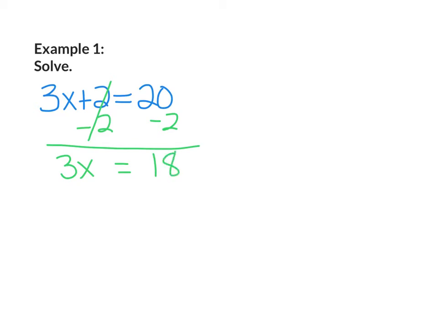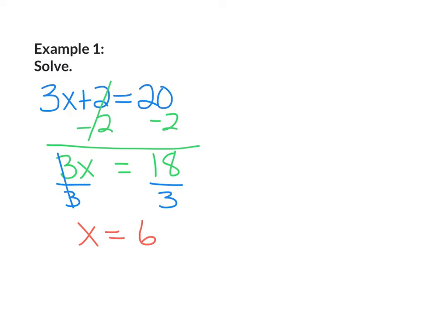Now I notice that 3 times x is multiplication, so I'm going to do the exact opposite, which is division. So I'm going to divide by 3 on both sides. 3 divided by 3 cancels out because that becomes 1. I'm going to be left with x = 18 divided by 3, which gives me 6.